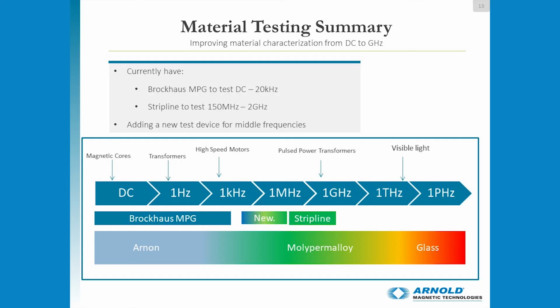But hopefully this shows a good breakout of where Arnold is from the DC to 1 kilohertz range to where the molypermalloy, the high nickel content materials, play from 1 megahertz to 1 terahertz type of range.